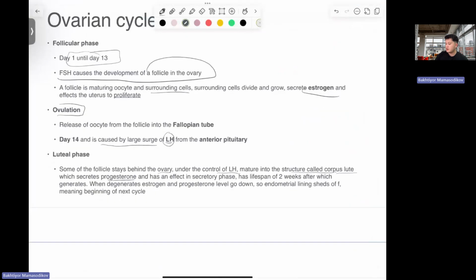So progesterone, which has an effect on the secretory phase of the uterine cycle, has a lifespan of 14 days, or 2 weeks, during which it is generated and then degrades. When it degrades, estrogen and progesterone levels go down. When the menses start, the endometrial lining sheds off, meaning the beginning of the next cycle.